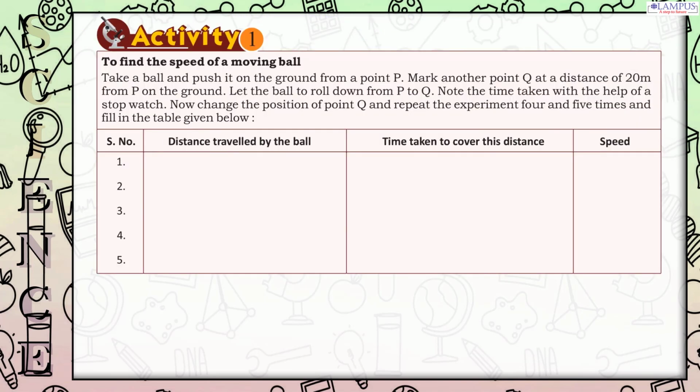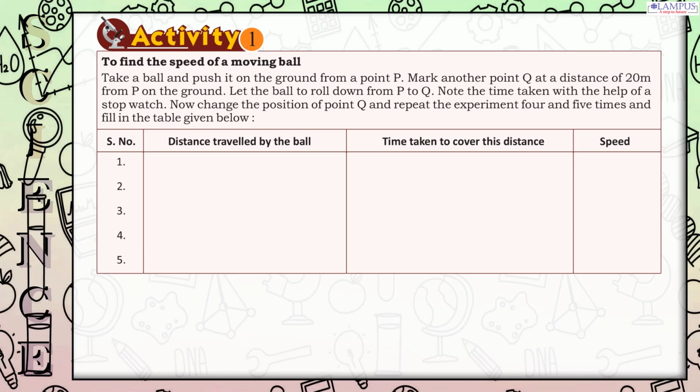Activity 1. To find the speed of a moving ball. Take a ball and push it on the ground from a point P. Mark another point Q at a distance of 20 meters from P on the ground. Let the ball roll from P to Q. Note the time taken with the help of a stopwatch. Now change the position of point Q and repeat the experiment 4 or 5 times and fill in the table given below.